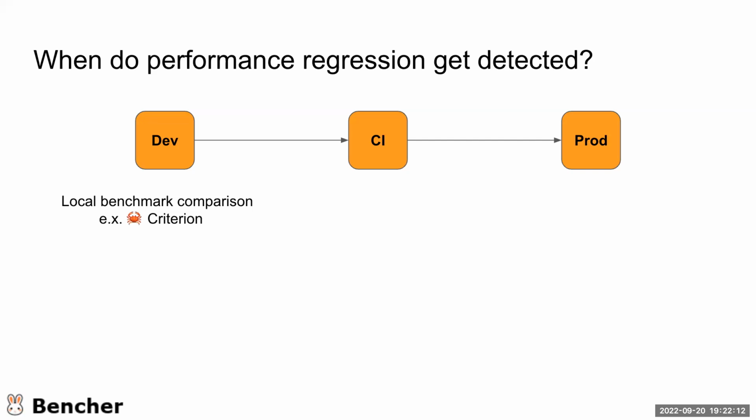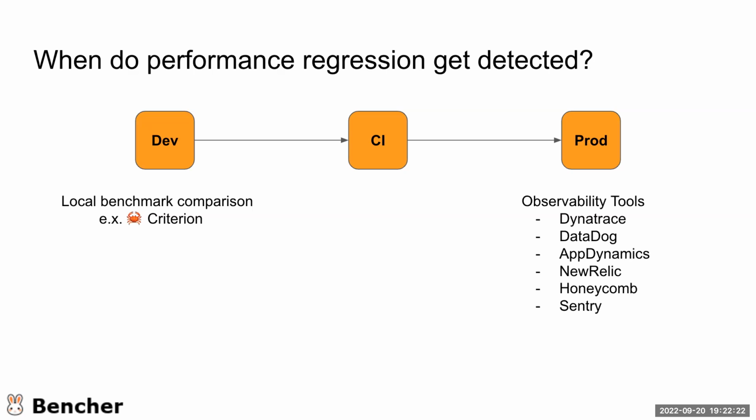In development, you can do local benchmark comparisons. In the Rust ecosystem, Criterion is very popular. And then in production, you can either hear from your customers or use observability tools. There's a whole bunch of them. But there are kind of problems with these as far as detecting performance regressions.